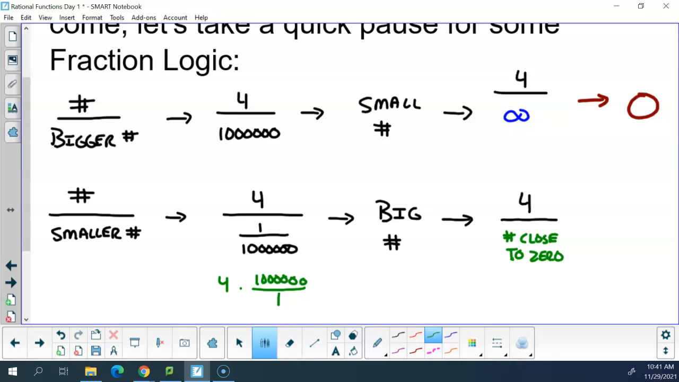So if I take 4 and I divide it by a number that keeps getting closer and closer and closer to 0, what's going to happen to my number? Tim, wake up. What's going to happen to my number? The smaller my denominator gets, what happens to that number? It gets bigger and bigger and bigger, so that it goes to infinity.